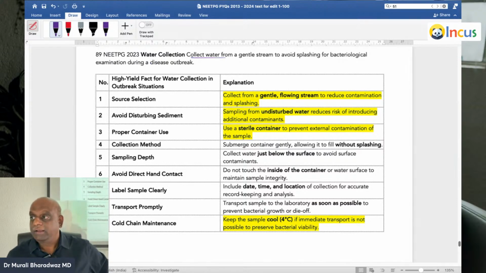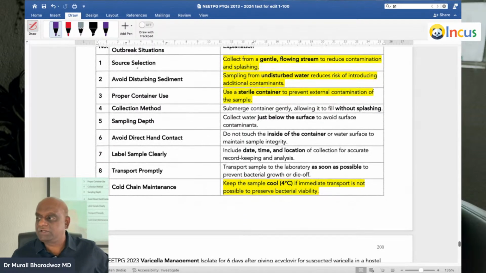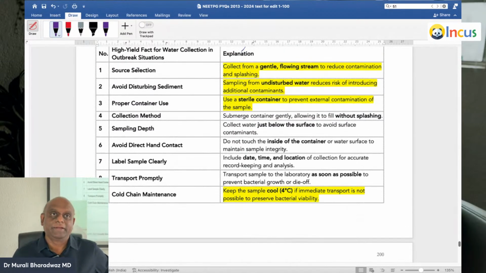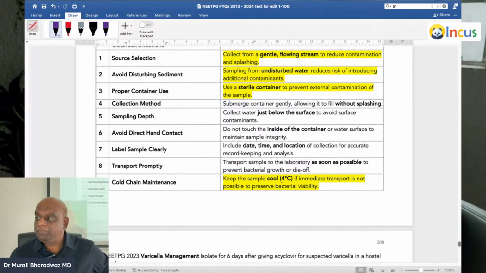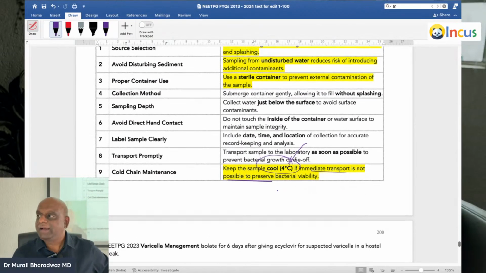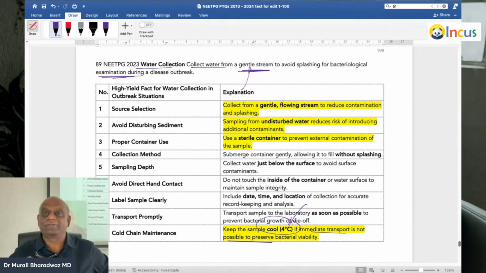So, how do you collect the water? Water is collected from a gentle stream to avoid splashing whenever you are doing the bacterial examination during a disease outbreak. And keep the sample cool at 4 degrees Celsius if immediate transport is not possible, to preserve the bacterial viability. So these are the precautions in collecting the water during disease outbreaks.